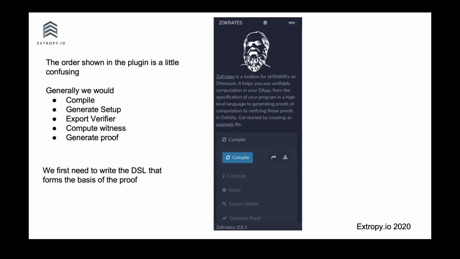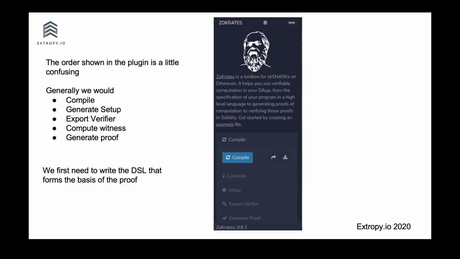Once you've done the setup, that will generate the prover and verifier keys. The verifier can then do, or the creator can do, the export verifier part, which creates a smart contract, which holds the verifier side of things. So it's the information that the verifier needs from this setup to know that the process is being done correctly.